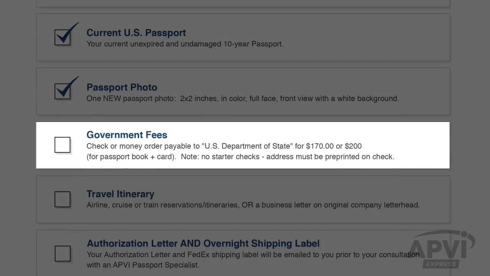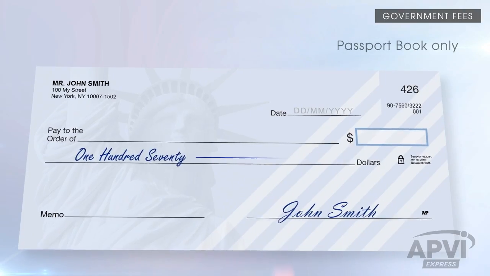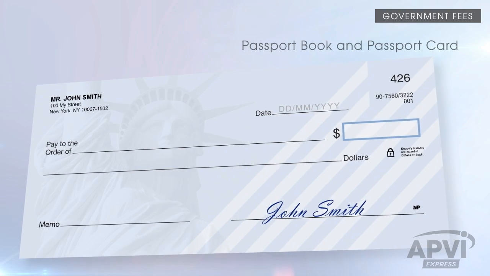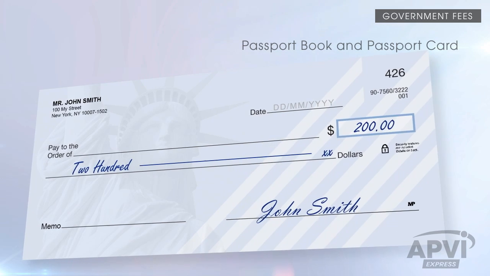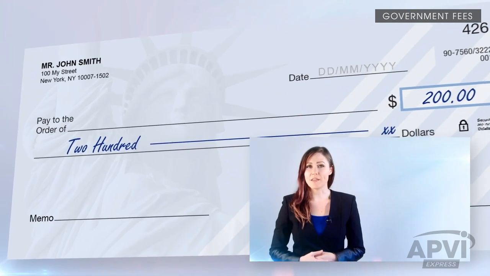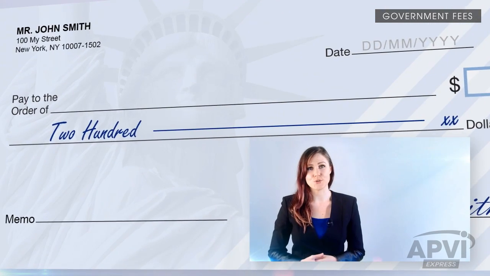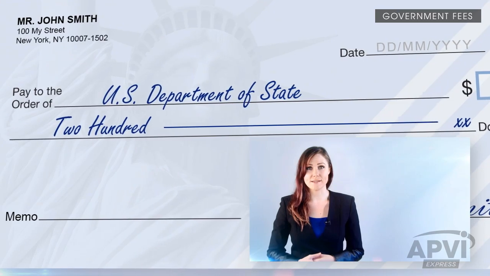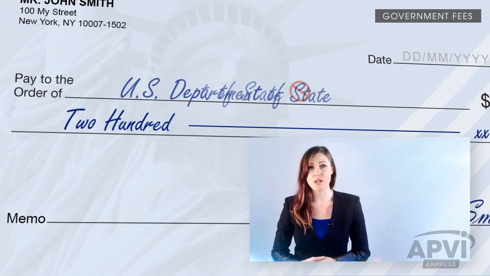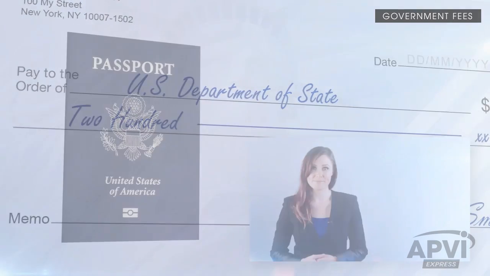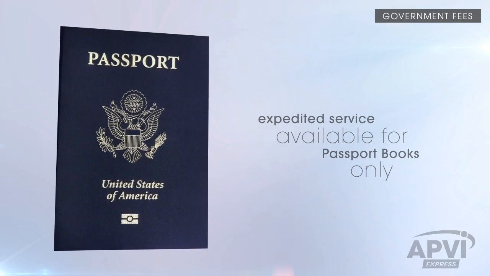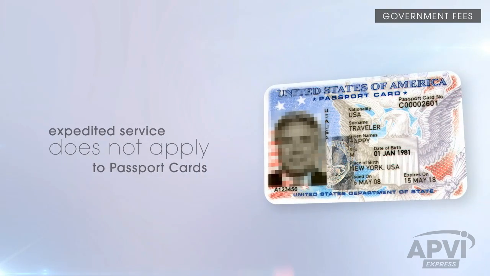If you have applied only for a passport book, make your check out to the amount as seen here. Or if you have applied for both a passport book and passport card, make your check out to the amount as seen here. Important: make sure to write the check or money order payable to U.S. Department of State. Do not abbreviate the word department, as checks or money orders written as such will not be accepted. Remember, the expedited service is available for passport books only and do not apply for passport cards.